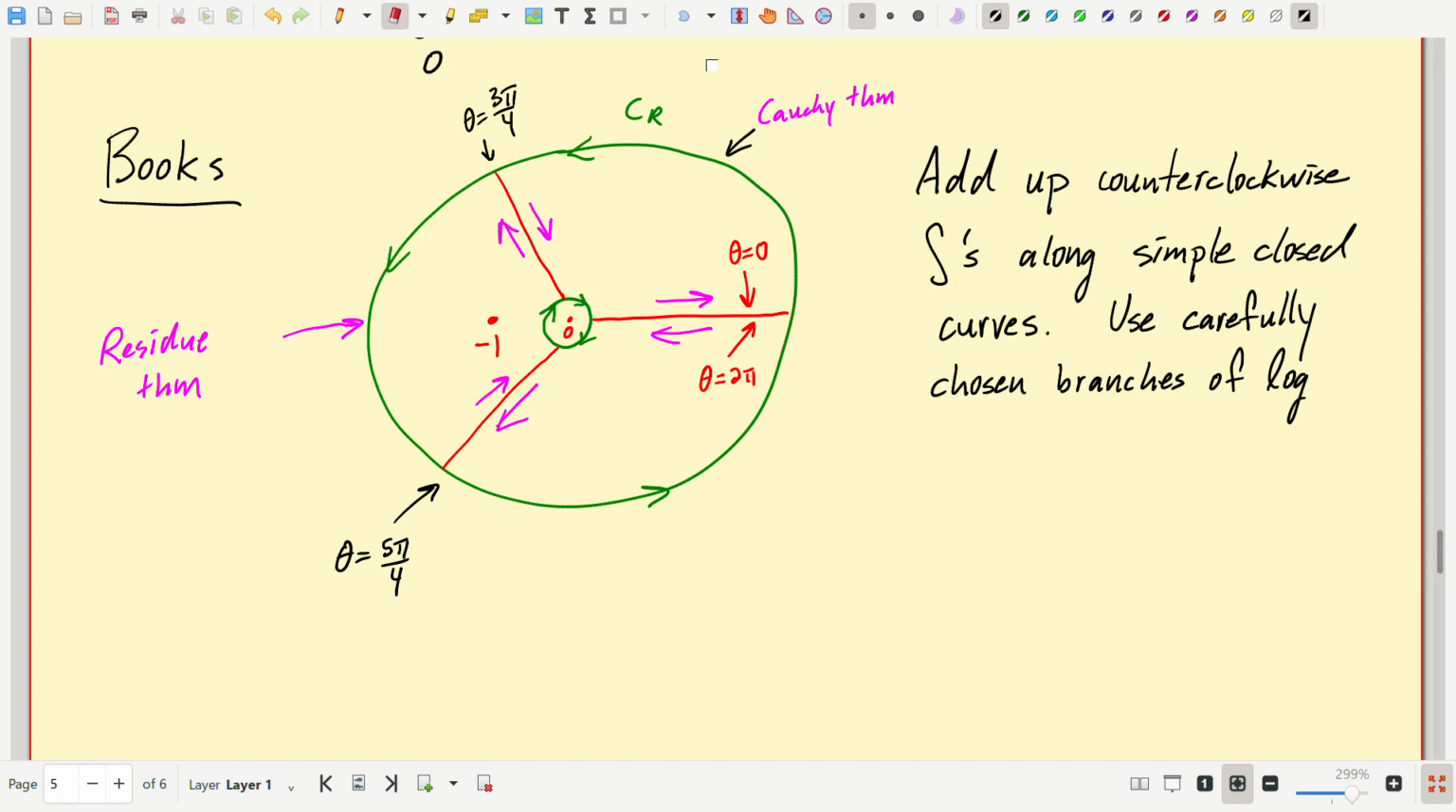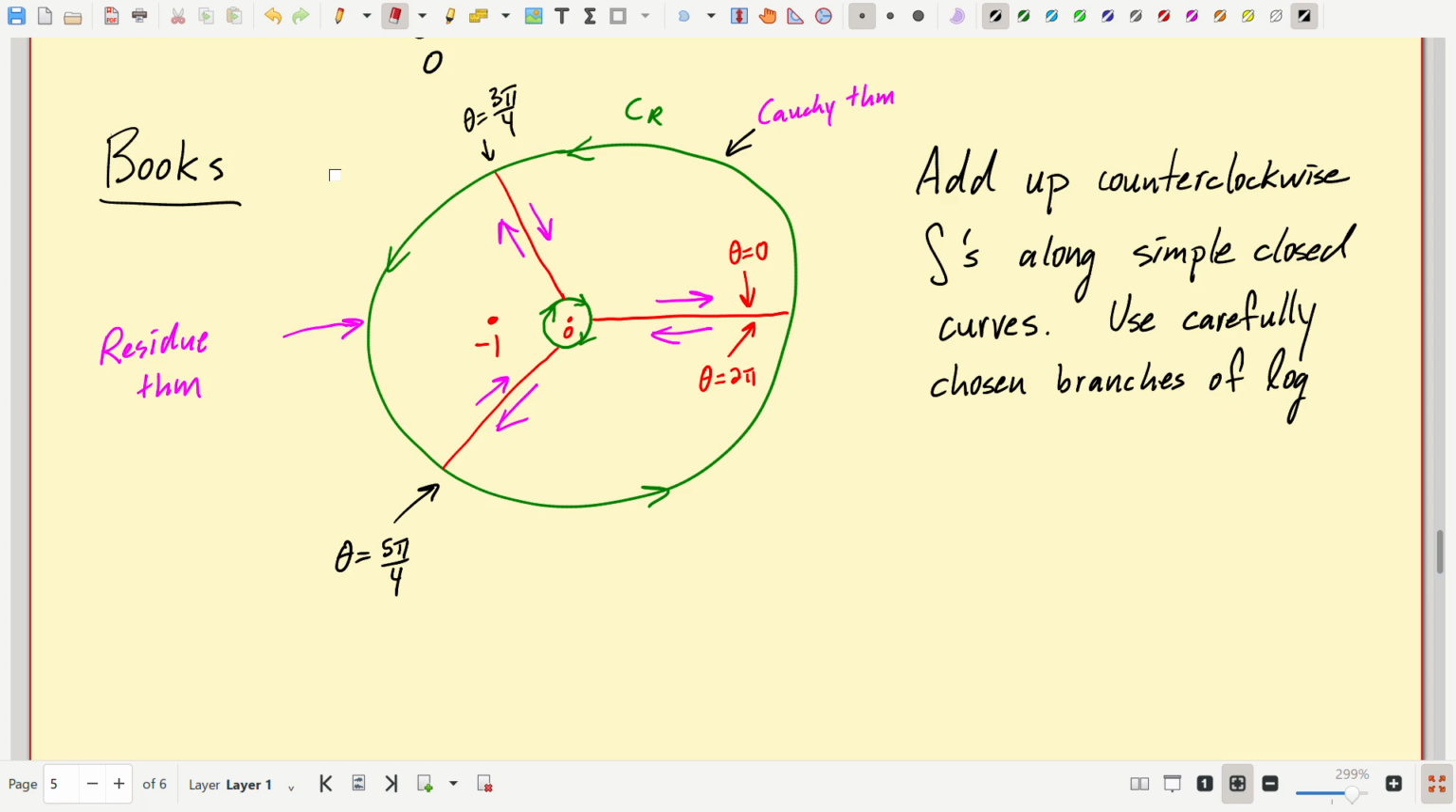And then finally in this last one, I would take a branch. I could take a branch that goes out this way for the last one. And then my angle would go from 5 pi over 4 to 2 pi there. And that would make that second branch cut cancel. But it's not going to cancel the first one on the positive real axis.